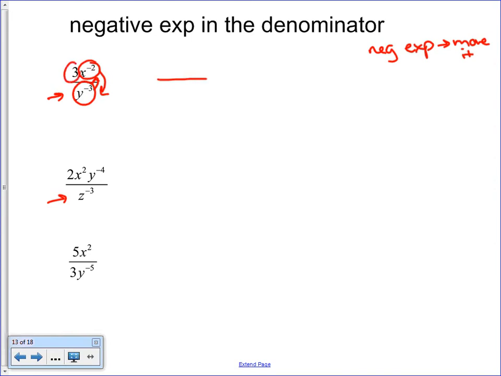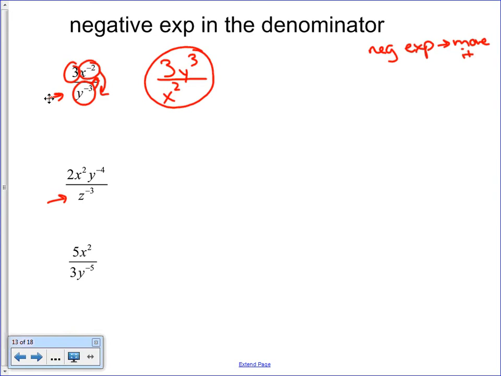So let's start this out. The 3 stays. It does not have a negative exponent. Now x to the negative 2 becomes an x to the positive 2 on the bottom. And y to the negative third becomes a y to the positive third on top. And there we have it.